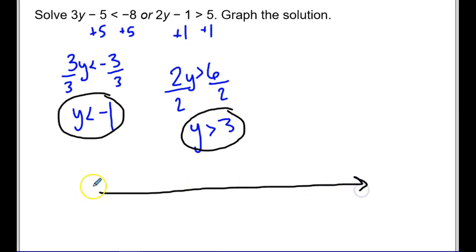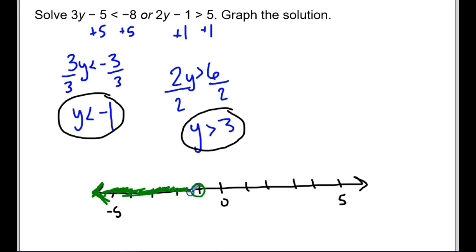So let's look at this on our number line, because we always want to graph it using our number line. So there's 0 and 5, negative 5. So here I see I have y is less than negative 1, so I can put my open circle on negative 1 and I'm shading this way because y is less than.